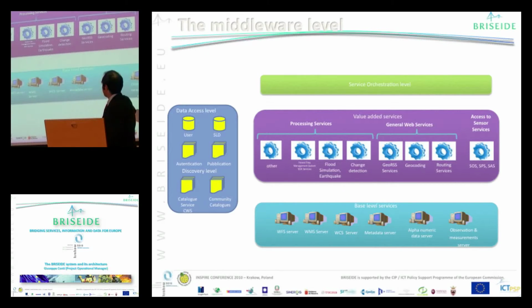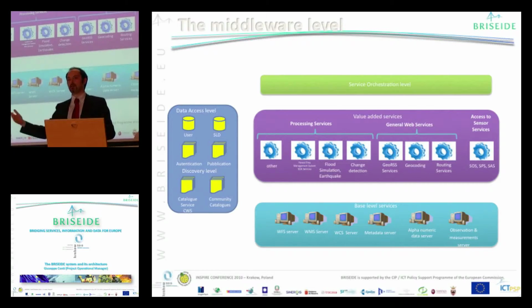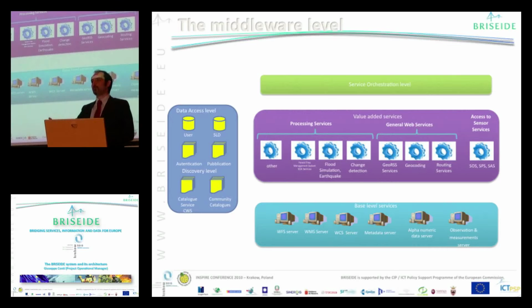If we zoom in on the second level, which is the middleware, you will see something like that. I was mentioning before, there is a set of base level services. These include WFM, WMS, and so on and so forth. Then you have value-added services, for instance, change detection, thinking in a time-wise manner, so how a land cover might evolve across time. It requires change detection technology. Another is special temporal operators or routing services and so on.